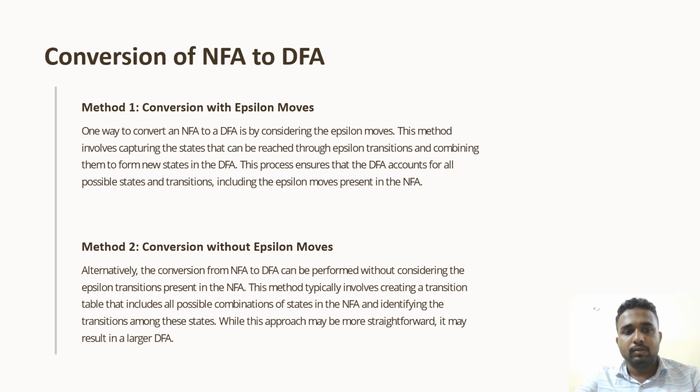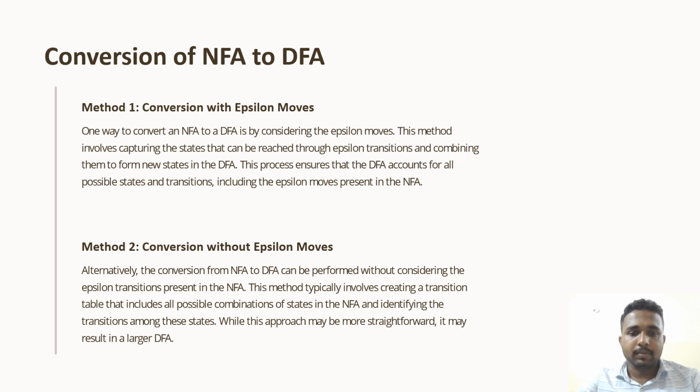This method involves capturing the states that can be reached through epsilon transitions and combining them to form a new state in the DFA. This process ensures that the DFA accounts for all possible states and transitions, including the epsilon moves present in the NFA.